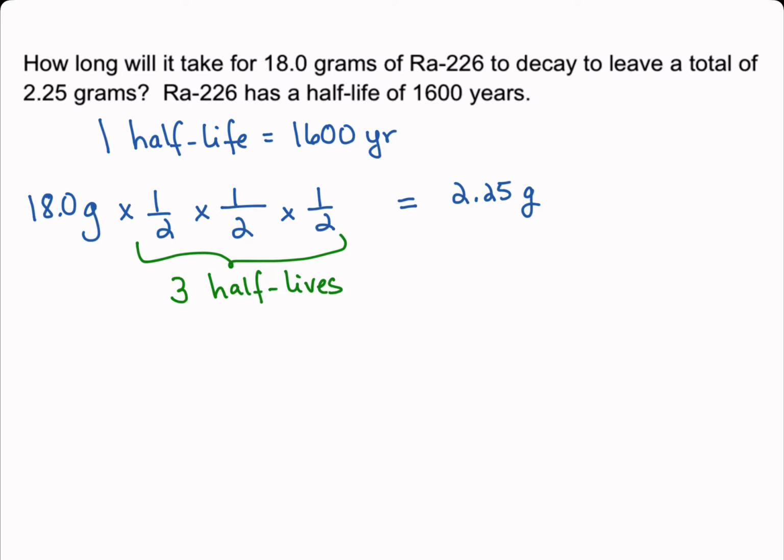However, they're not asking about the half-lives, they're asking how long this would take. If 1 half-life is 1,600 years, then 3 half-lives is going to equal 4,800 years. So 18 grams will decay to 2.25 grams in 4,800 years. Let's take a look at another example.